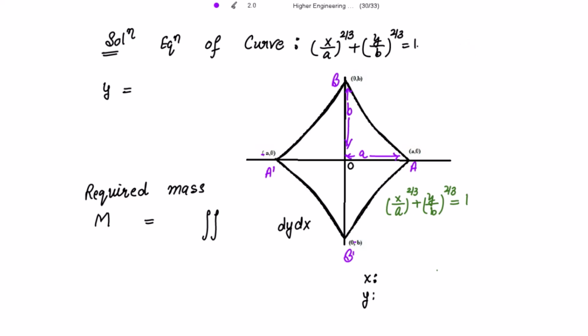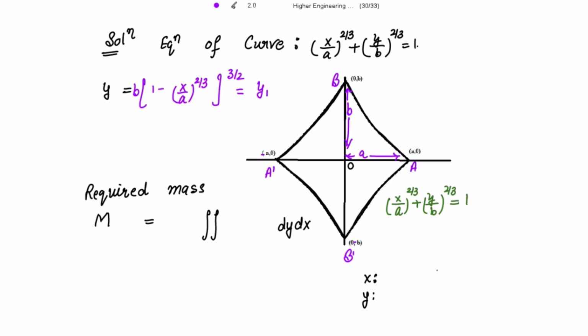Right? Okay, then from the equation of the curve, let's find out the value of y. You can also find out the value of x, but I am now finding the value of y. Just take x over a power 2 by 3 to the other side. So this will be 1 minus x over a power 2 by 3, and then whole power 3 by 2 into b. Right? And let's say this is equal to y1.